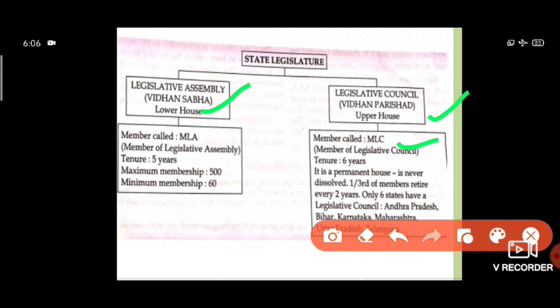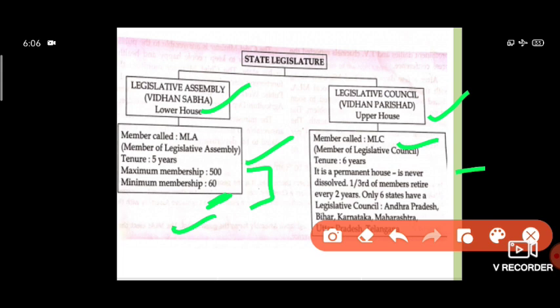Now let us move to the tenure. The tenure for MLAs is 5 years, whereas for Vidhan Parishad it is 6 years, and it is a permanent house. The Legislative Council is a permanent house. Now move to this point, the membership. In Vidhan Sabha there cannot be more than 500 members or less than 60 members. But yes, it can have less than 60 members only through an Act of Parliament, as there are some cases like small states such as Goa, Sikkim, Mizoram and the Union Territory of Puducherry. So you should know the maximum members are 500 and minimum members are 60.